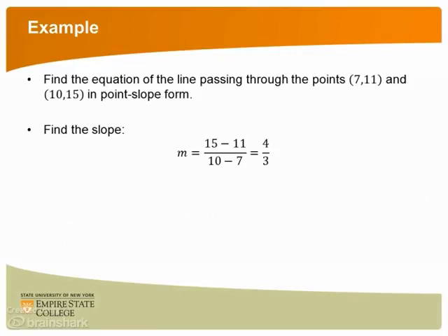You want to subtract the y values on the top of the fraction. Because I like to keep things positive, I chose to subtract 15 minus 11. On the bottom of the fraction, you would subtract the corresponding x values. So we do 10 minus 7. Completing those subtractions, we find that the slope is 4/3.